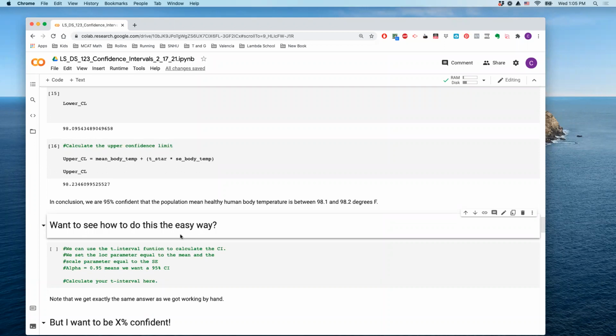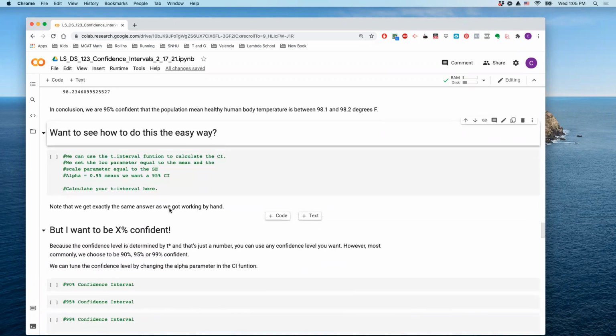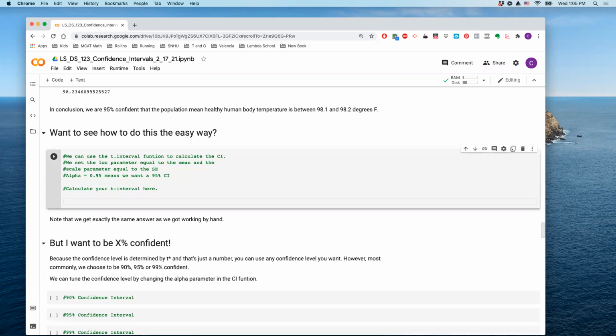Okay, so we can do this a slightly easier way, using, but not that much. It's going to make the T-star issue go away.